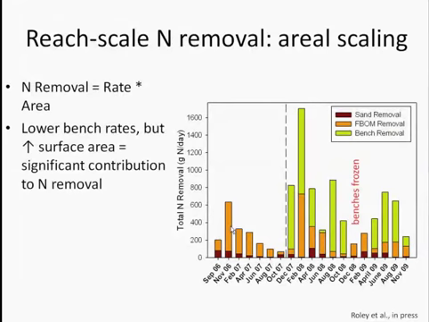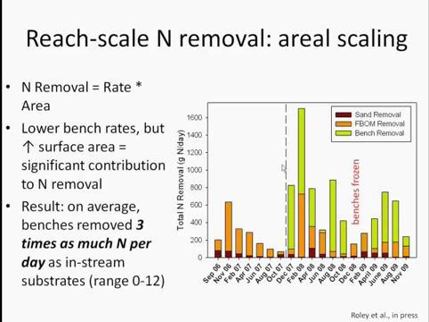Now here I've added on the bench removal. And we saw on the previous slide that we had lower denitrification rates on those benches, but they still make a significant contribution to reach scale N removal because there's so much surface area in those benches. On average, we tripled the nitrogen removal with the two-stage ditch. And there's a bit of a range. When the benches are frozen solid, they're not doing a whole lot. But then on some dates, we had 12 times higher nitrogen removal with the two-stage ditch.